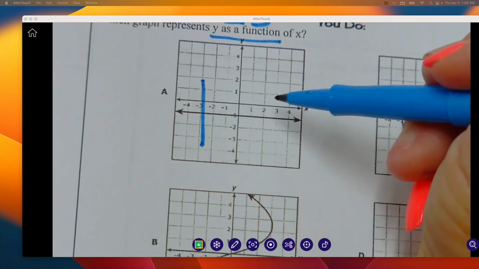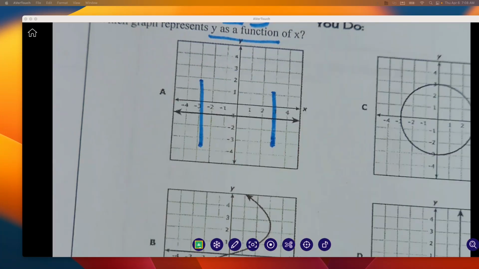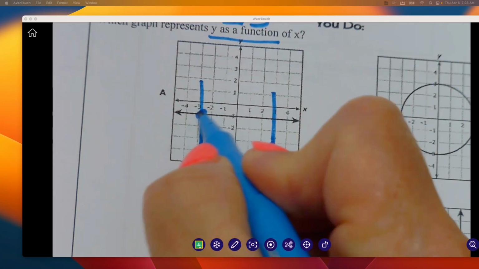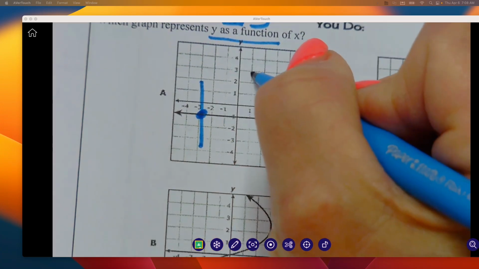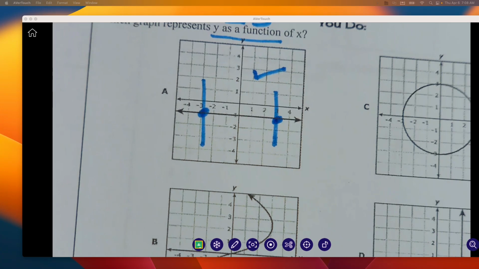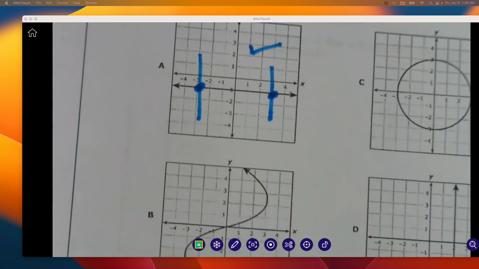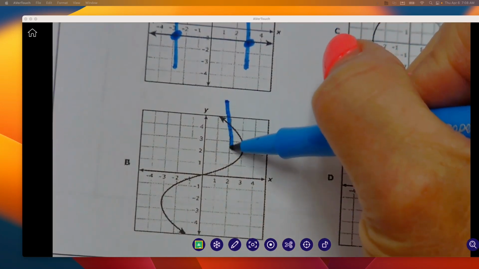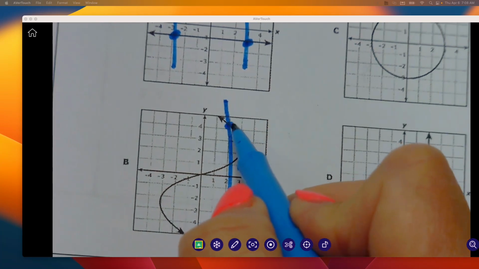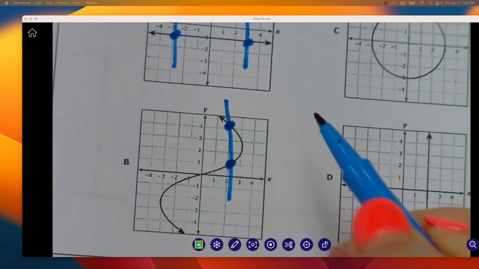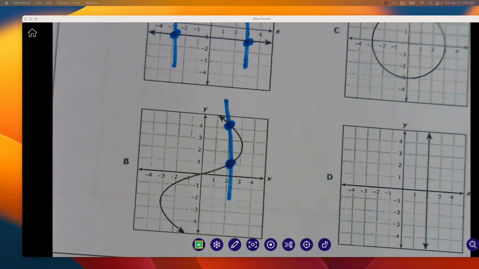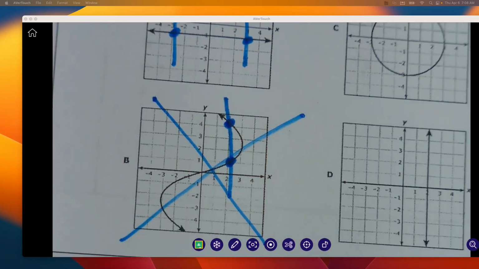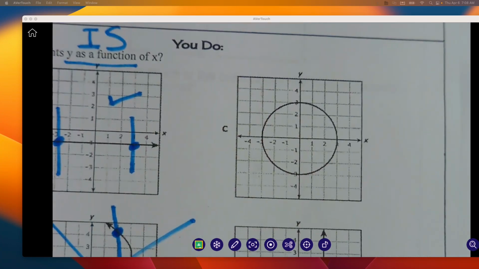So hopefully you drew the line so that way you did the vertical line test. It's only hitting once. So yes, that's a function. Hopefully you didn't stop there. Hopefully you looked at the other ones. Okay, let's look at letter B. Okay, I'm going to do my vertical line test, so I'm drawing my line through. But if you notice, it hits here and here. If it hits more than once, that means it shares the same x value. It's not a function. So hopefully you didn't pick that one.